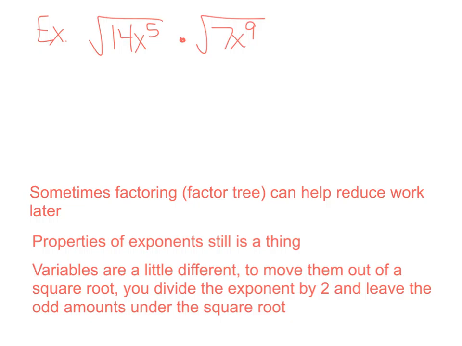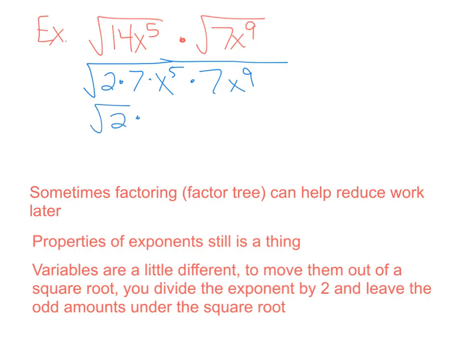So for this problem, I'm going to write it this way. 14 I know is 2 times 7, and I'll leave my x to the 5th. And then I'm going to be multiplying another 7 and my x to the 9th. Before I do anything, I'm going to look at this. Well, I see right away that I have two 7s. So I can rewrite it and say, okay, this is the square root of 2 times the square root of 49 times the square root of x to the 14th, because 9 plus 5 is 14. That's how I do the properties of exponents when I have the base there more than once.